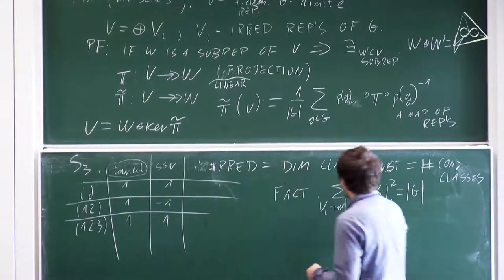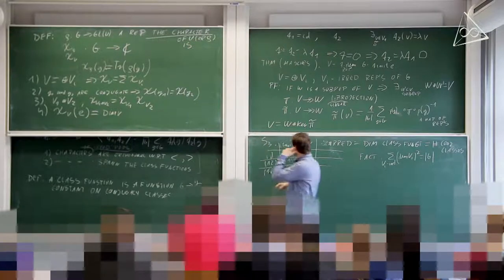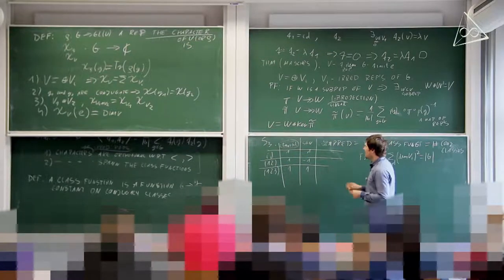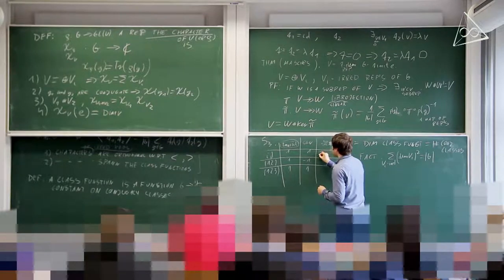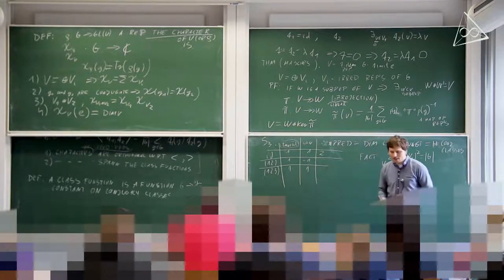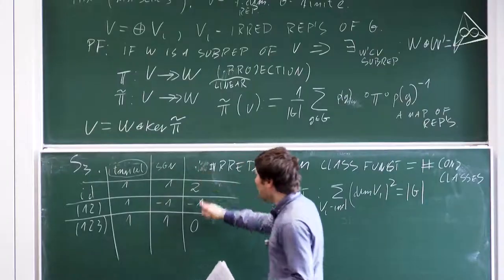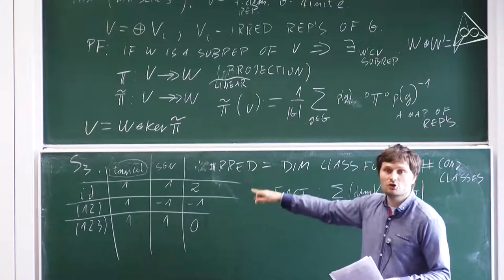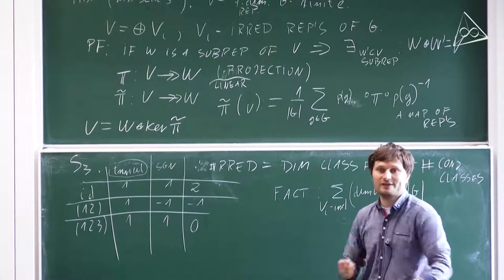Okay, so either from this theorem, or if you cook up this orthogonality and so on, you can see that there is one more representation, and it's two-dimensional. And you can cook up the whole table. I will give it to you. So what is this representation? Does anyone know the two-dimensional irreducible representation of S3?